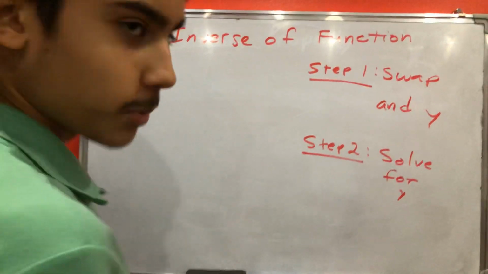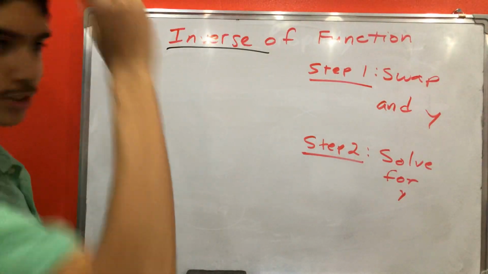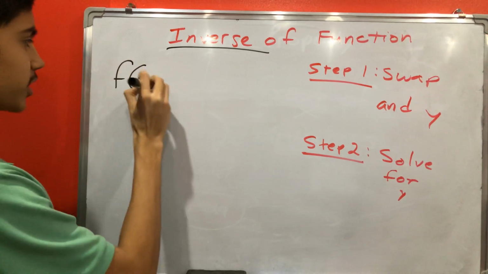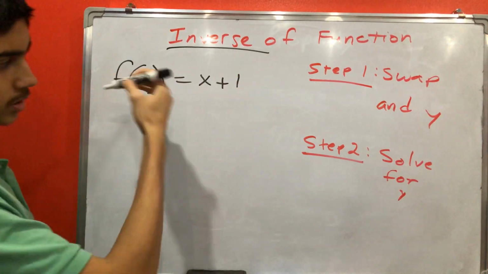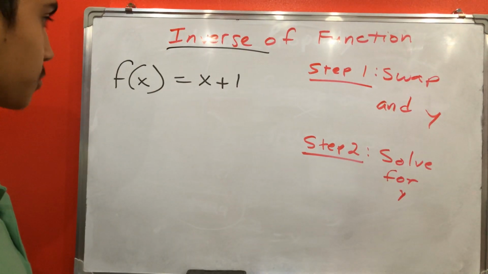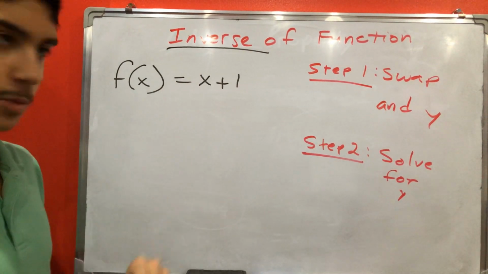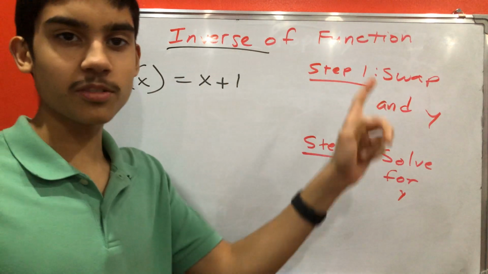So let's talk about what is the inverse of a function. Let's say we have a function f of x, and let's just say it's x plus 1. So whatever we put in, the output is x plus 1. There are only two steps we need to take to find the inverse of a function.